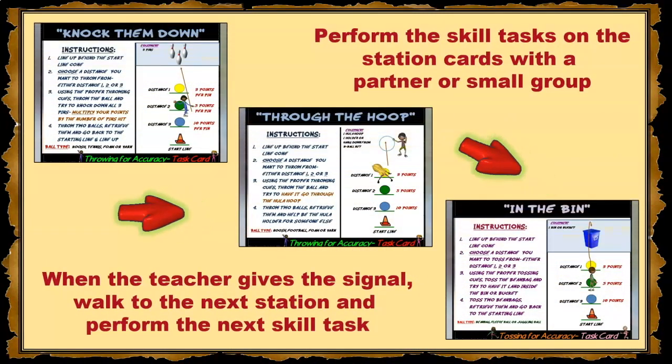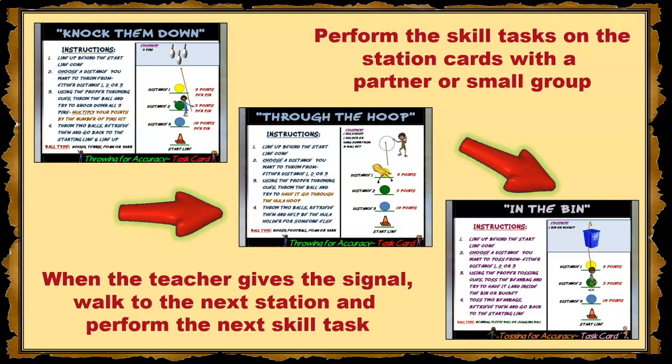So set up around your room, you have different challenges or different stations for the students to do. If you're looking right here, I've got some throwing stations put up. Knock them down through the hoop and in the bin. So students are throwing to different targets. It's also best to have some differentiation by having different distances or other things to make it differentiate for each student, depending on their skill level. Students will stay at a station for a certain amount of time, and then you just rotate them.